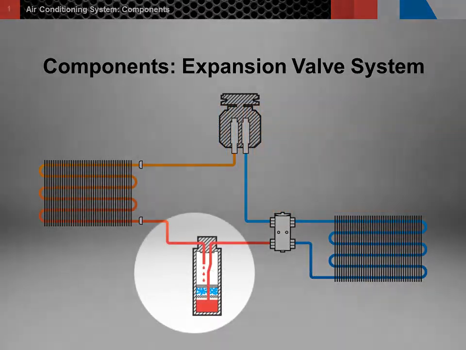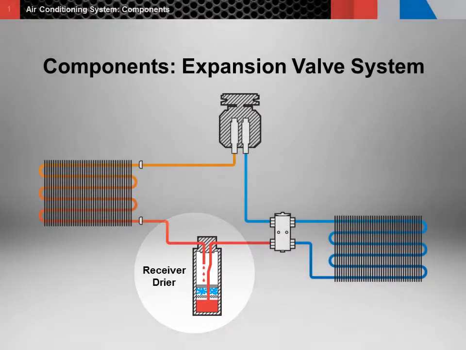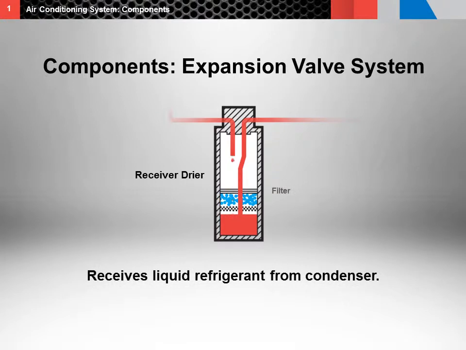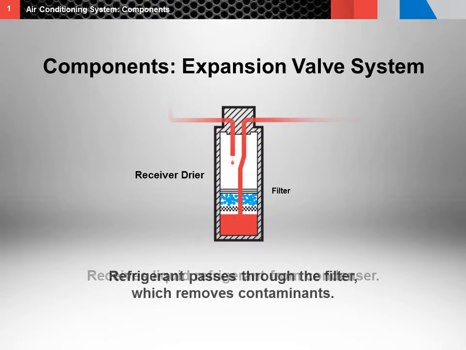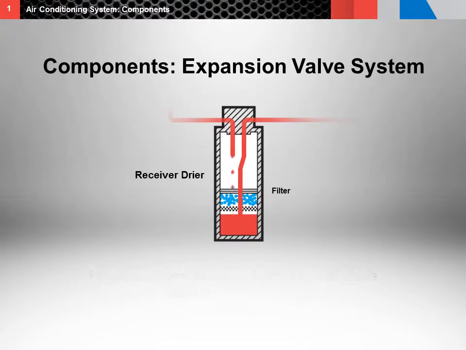Another important component is the receiver dryer. The receiver dryer receives liquid refrigerant from the condenser and contains a filter. The refrigerant passes through the filter, and the filter removes contaminants. In addition, the filter absorbs moisture from the refrigerant, thereby drying the refrigerant. The receiver dryer also acts as a reservoir for liquid refrigerant storage.